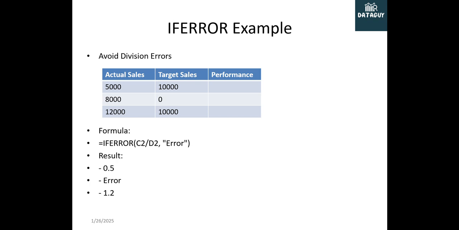In the first example, actual sales of 5,000, target is 10,000, no problem, you got 0.5. But in the second one, you can see in the formula that you have identified that whenever that happens, call it an error. So at least you know there's an error. You have highlighted it. In this case it's 8,000 divided by 0. Dividing anything by 0 gives an error because of simple math.